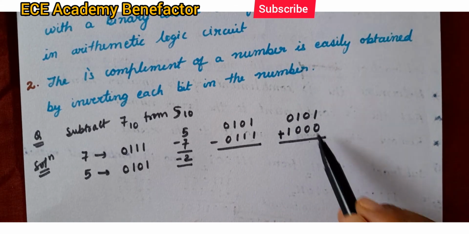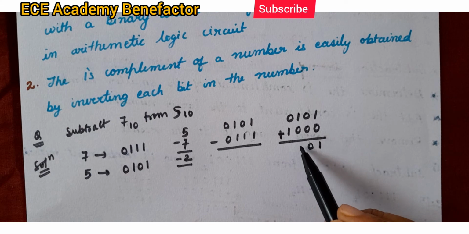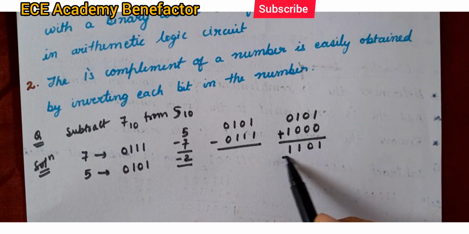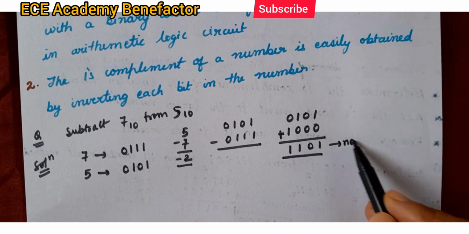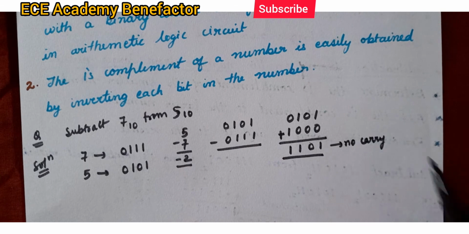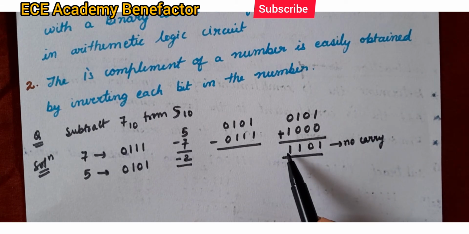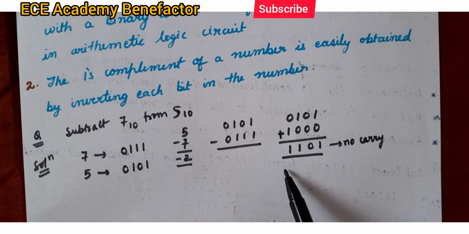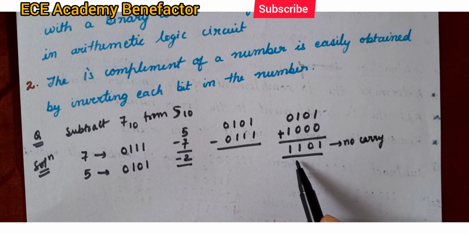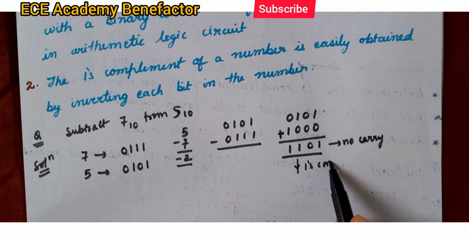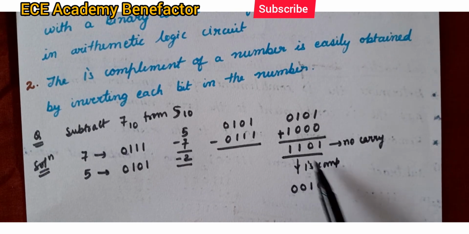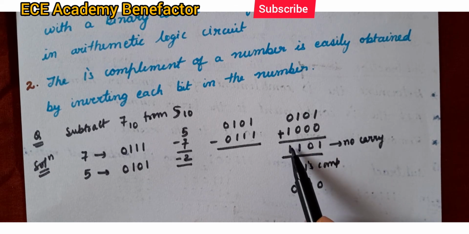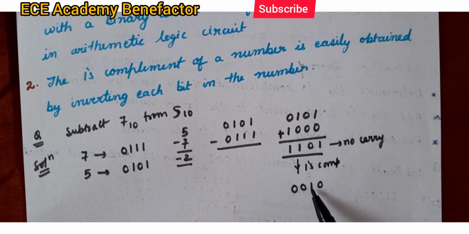1 plus 0 is 1, 0 plus 0 is 0, 1 plus 0 is 1, 0 plus 1 is 1. In this case, there is no carry. When there is no carry, what do we do? We find the ones complement of this result and put a minus sign. What is the ones complement of this? It will be 0010. For the ones complement, you have to replace 1 by 0 and 0 by 1, and put a minus sign.